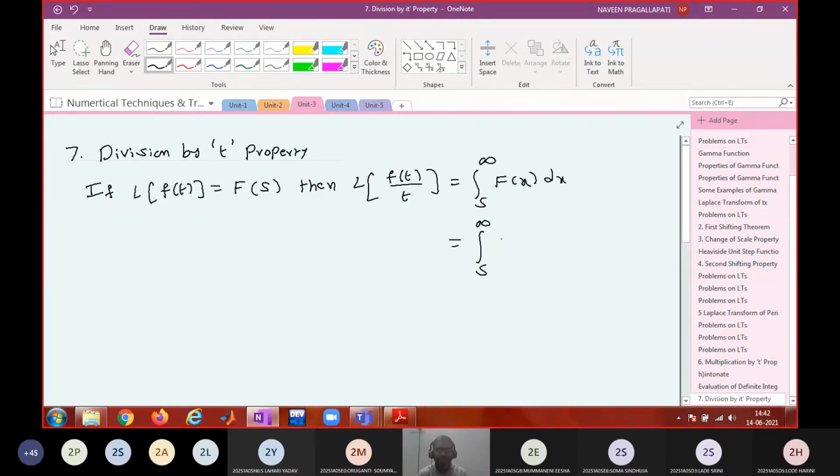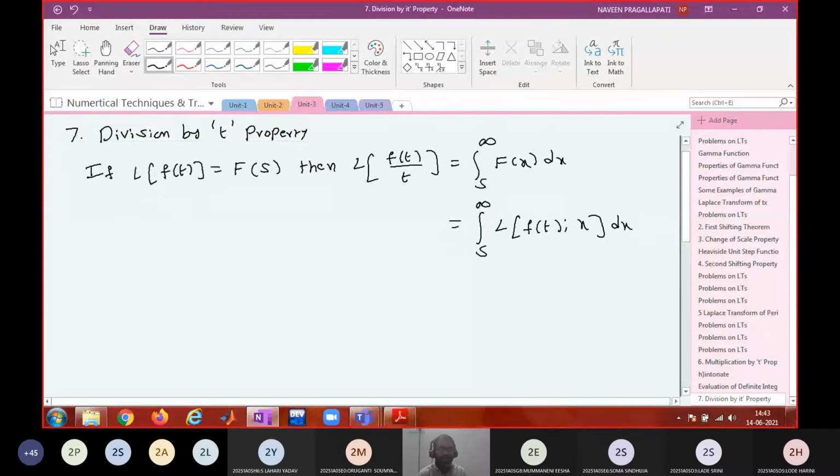Capital F of x means what? Laplace of f of t. What is the parameter? x, dx. Is that okay? Okay. Now, we shall prove this property.